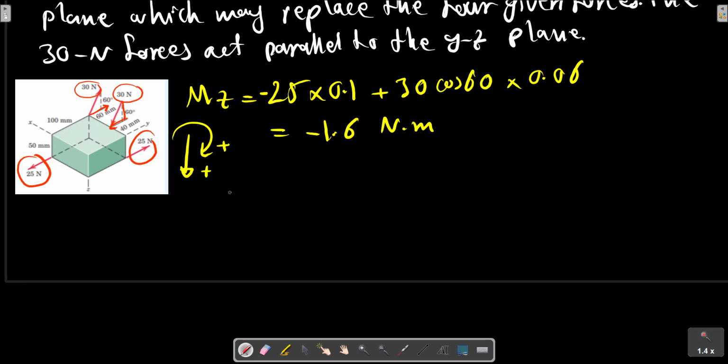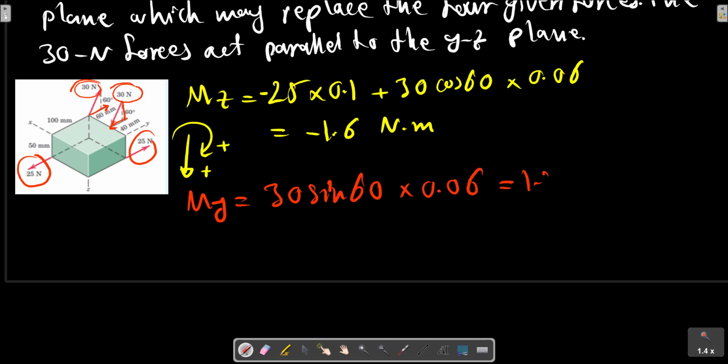And we have My, a couple that produces My. Only these two forces produce My. 30 sine 60 multiplied by the distance, Newton meter. Mx equals 0.